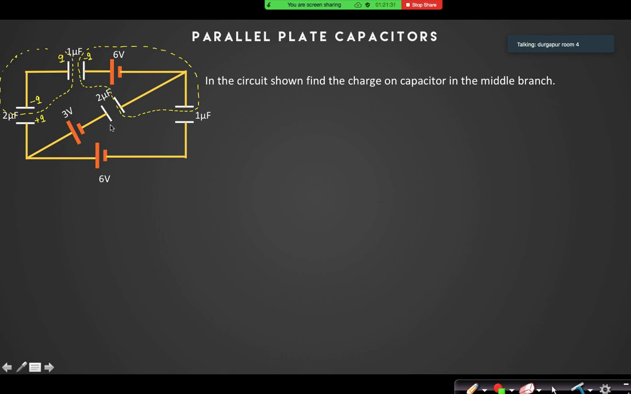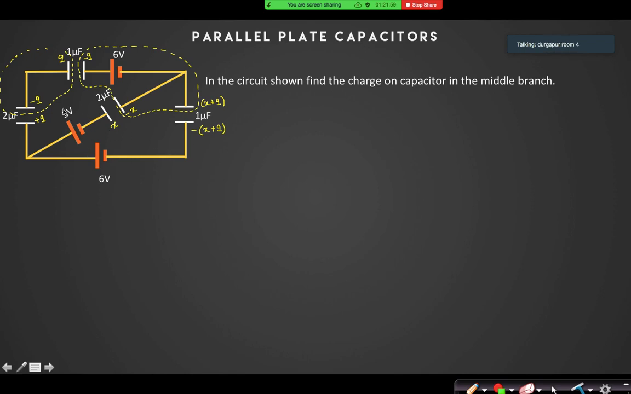Now I have assumed that the charge on this plate is, suppose this plate is X, so the charge on this plate will be minus X. Again, these 3 plates are isolated, so can I say the charge on this plate will be X plus Q, and the charge on this plate will be minus of X plus Q, right?